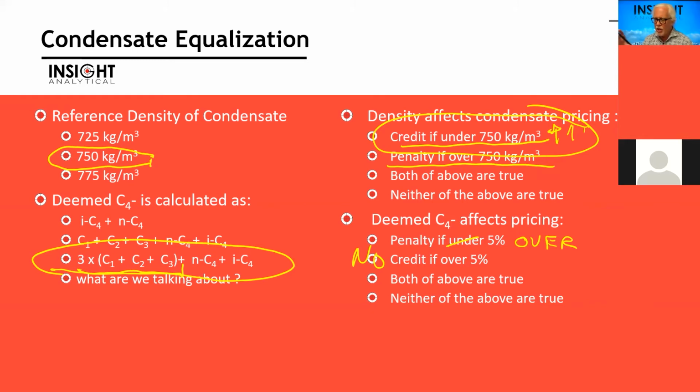If any of you are interested, you just have to Google condensate equalization, and you'll see where they give you all the formulas and the latest values. Right now, 1 meter cubed, which is around 6.5 barrels of on-spec condensate, is around $511 Canadian.